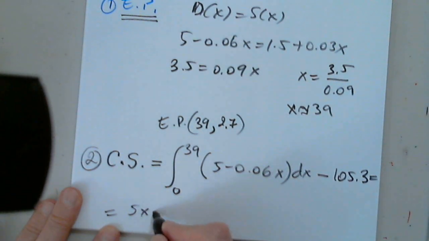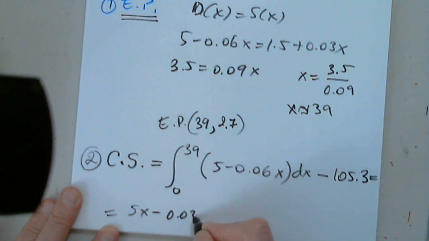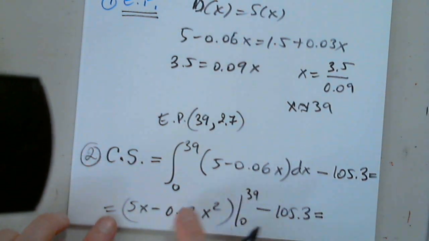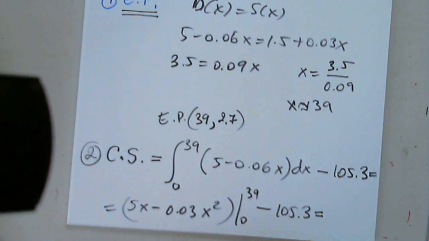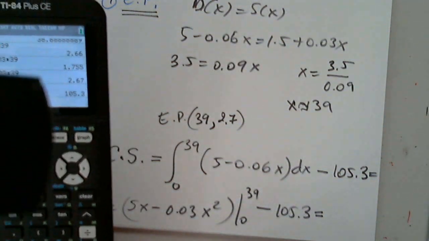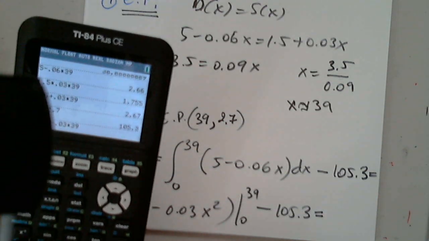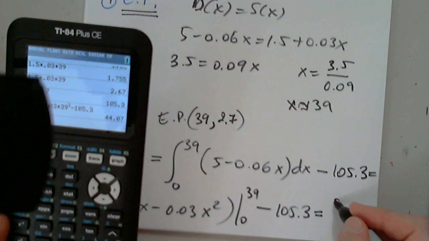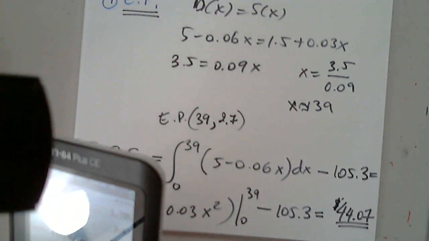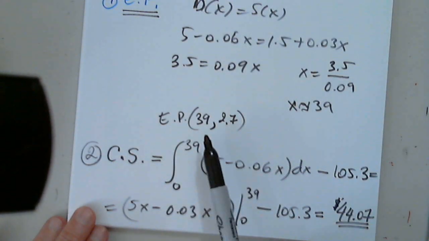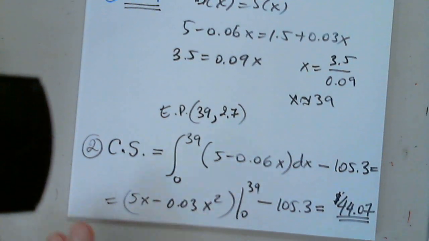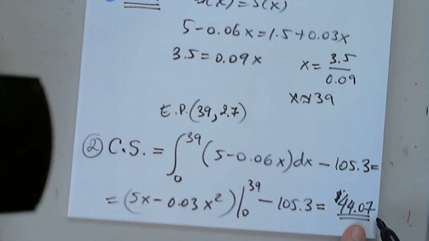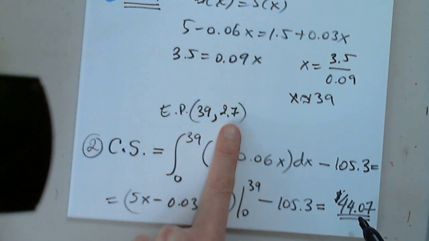Perfect. So I have then 5x minus 0.06x squared over 2, so I have 0.03x squared, from 0 to 39, minus 105.3. I plug in 39, because when I plug in 0, I get 0. So I have 5 times 39 minus 0.03 times 39 squared, and then minus 105.3. So I got 44.07. So when we purchase 39 units at the price of 2.7, we kind of pocket, without actually getting this in our pocket, $44.07 if we buy 39 units at 2.7 per unit.